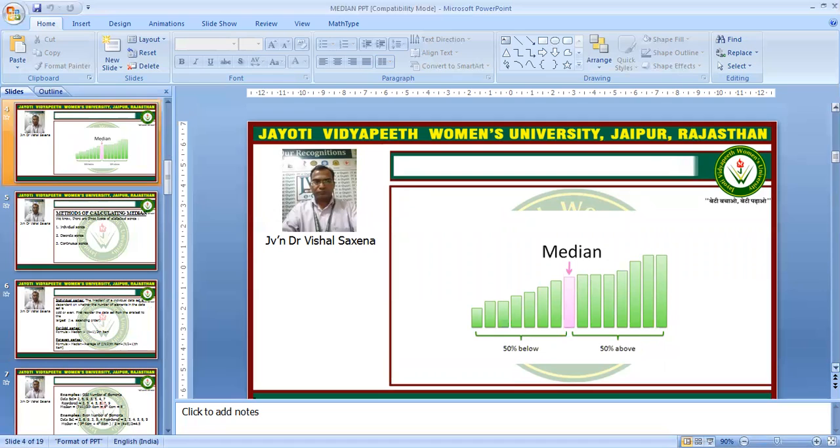Now a diagram is shown in which the median is represented by the pink bar, while the other bars, the other buildings, are shown in green. So we can observe that the median is the middlemost value of the data, where 50% of values are below and 50% are above the median, as shown in the figure. In this way, the median is the central value of the data when the data are arranged in ascending or descending order.